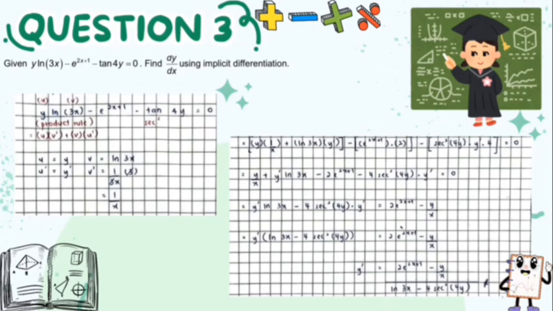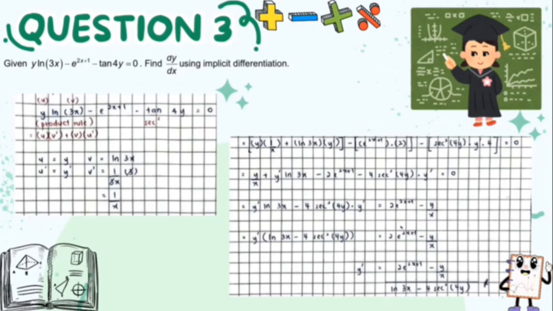Then we move to the second term, which is e to the power of 2x plus 1. We differentiate this term using the chain rule and we get e to the power of 2x plus 1 multiplied by 2. Then for the third term, tan 4y, we use the chain rule again and we get secant squared of 4y multiplied by 4y prime. So for this step 2, we put everything together and we get y over x plus y prime ln 3x minus 2e to the power of 2x plus 1 minus 4 secant squared of 4y multiplied by y prime equal to 0.